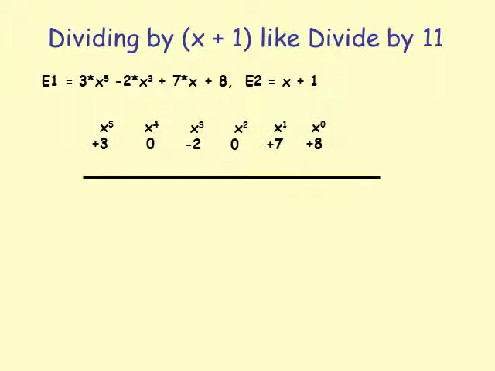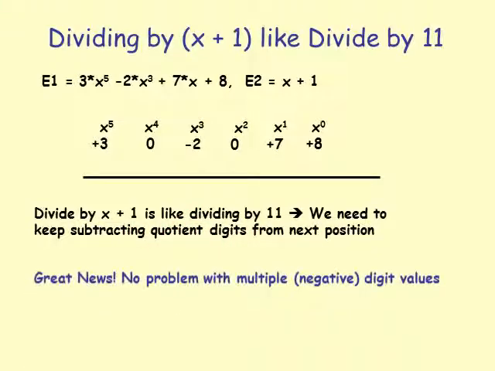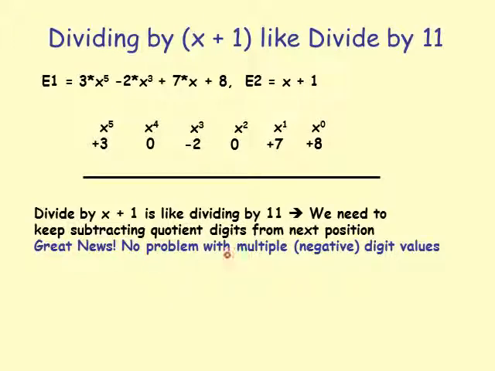Let's continue. First thing we'll do is again, the base number is x, the surplus is plus 1, and the transpose is minus 1. We'll divide by x plus 1 like dividing by 11. So we need to keep subtracting quotient digits from the next position. Let's continue here. Great news, no problem with multiple digits or negative digit values.